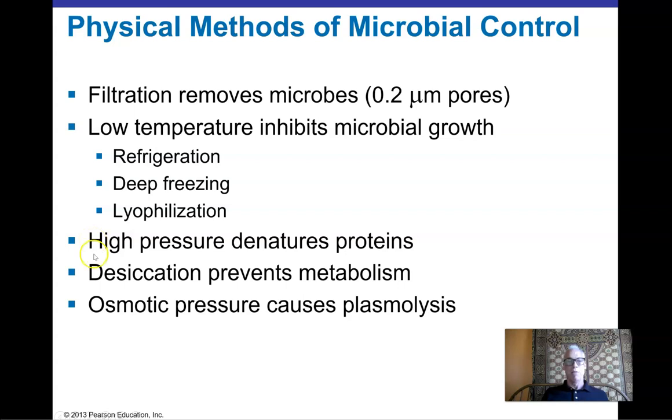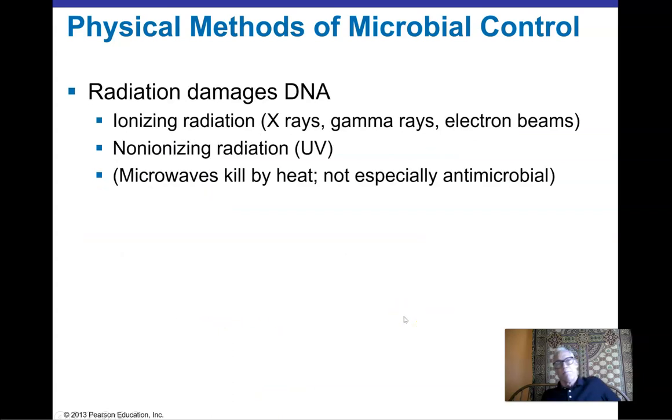High pressure can denature proteins, not a very common way. Desiccation, drying things out, prevents metabolism. Drying is a good way to preserve or inhibit growth. Osmotic pressure produces plasmolysis, the loss of water by osmosis, shrinking of the cell membrane down. We've talked about that in the past already too. So if you put microbes in a very high osmotic pressure solution, say with sugar or salt, plasmolysis will occur and no growth will take place.